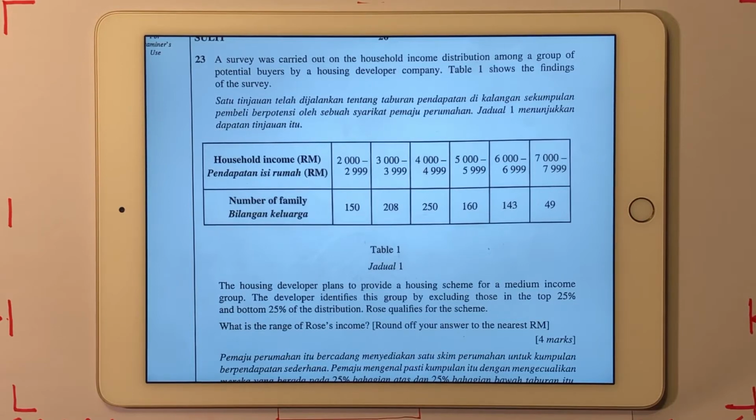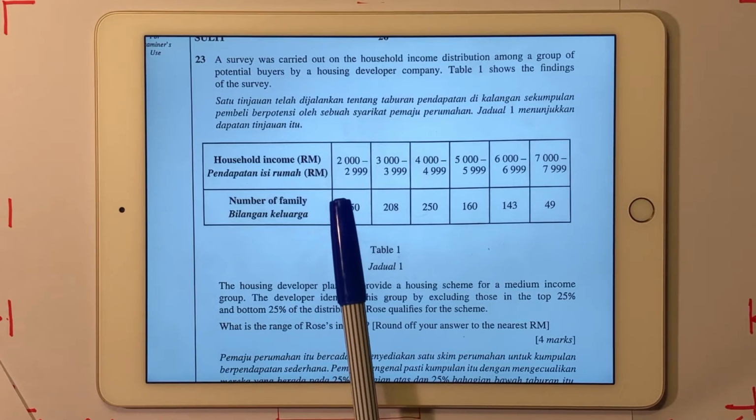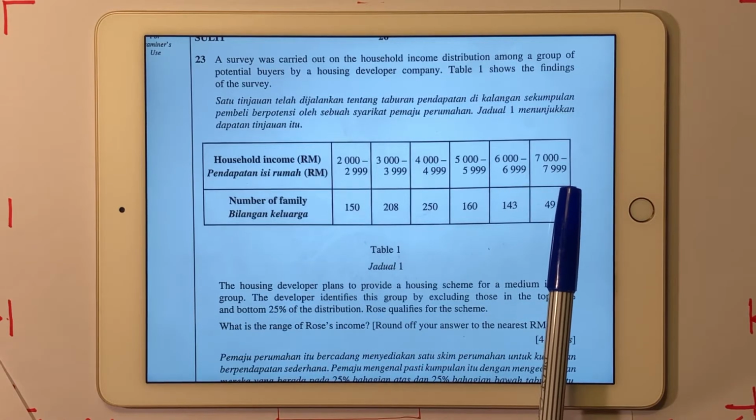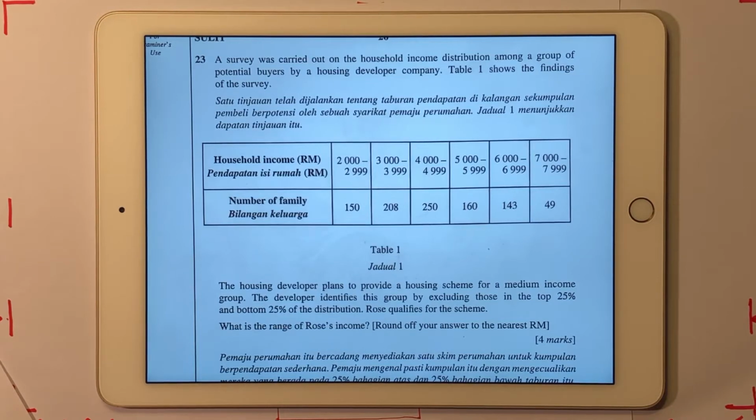Question 23, Statistics. Here, we are given the table showing household income distribution in bands of 1,000 ringgit of income from 2,000 to just below 8,000. And we are asked to find the interquartile range, which means the income range of households, excluding those in the top and bottom 25%.